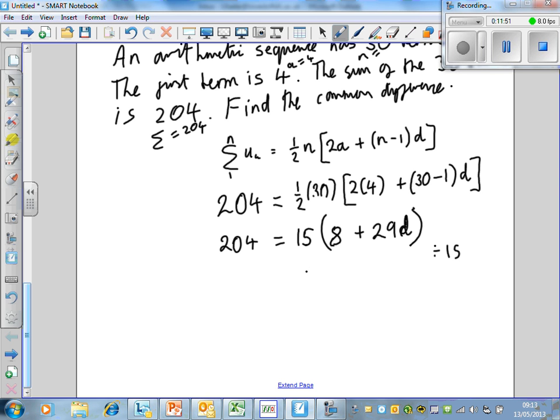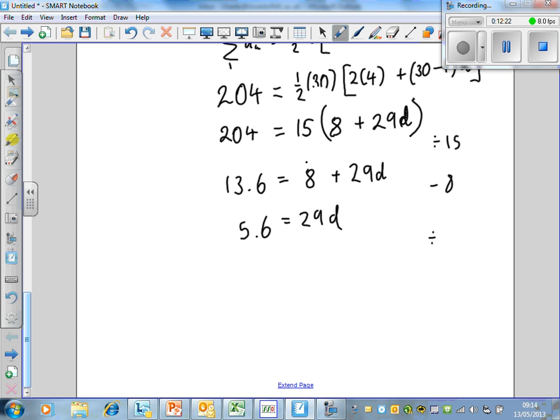Let's just divide by the 15. So divided by 15, 204 divided by 15 is 13.6, which is equal to 8 plus 29D. Now we need to find D. What do we do? Yes, take away 8. This is a standard equation. 13.6 take away 8 is 5.6. So that's equal to 29D. And finally, what's D? Well, we find that out by dividing by 29. So D is equal to 5.6 divided by 29. That doesn't look too nice, so we'll write that as 28 over 145.